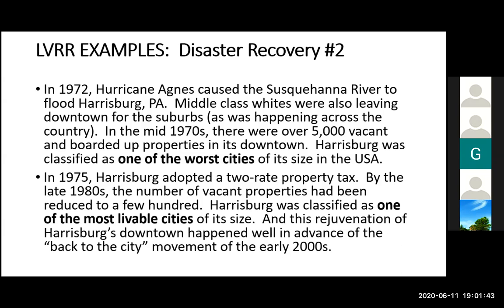In 1975, at the urging of Harrisburg's mayor, they adopted a two-rate or split-rate property tax. Lower tax on buildings, higher tax on land. And by the late 1980s and early 1990s, the number of vacant properties had been reduced to a few hundred. Harrisburg was reclassified as one of the most livable cities of its size in the country. And it should be noted that this rejuvenation during the late 1980s and early 1990s happened well in advance of the Back to the City movement that we've all heard about recently, which didn't really get started until the early 2000s.